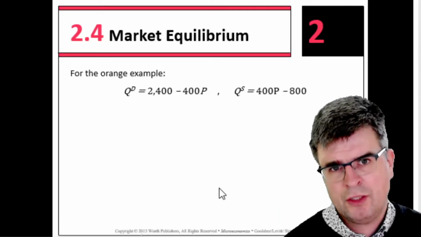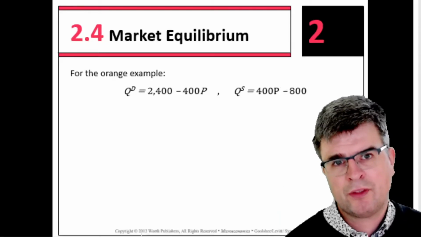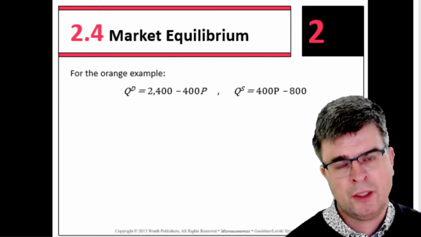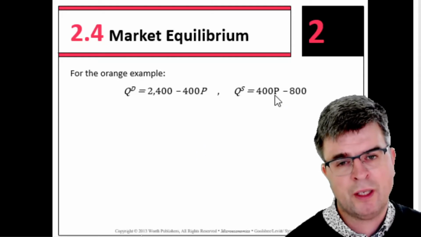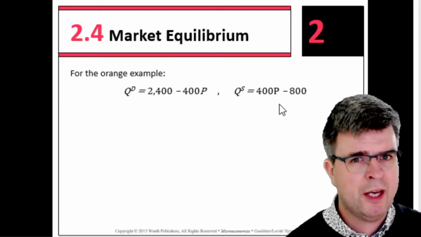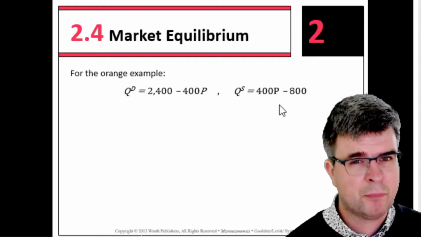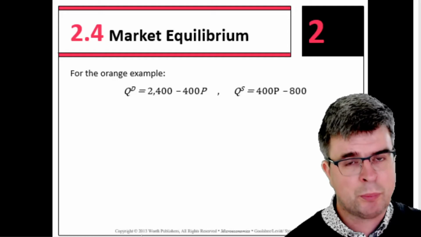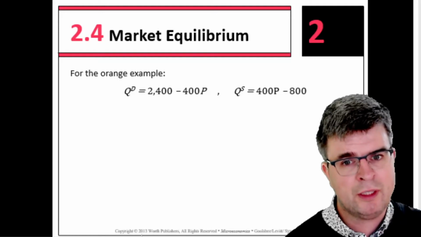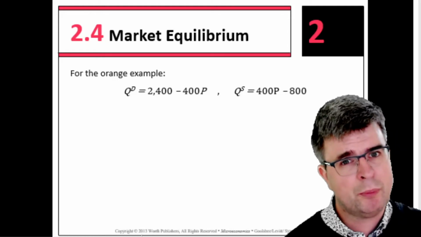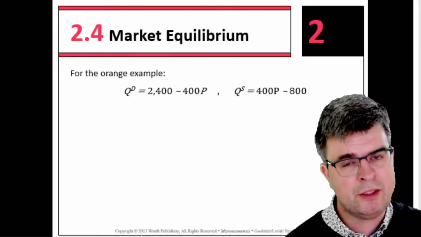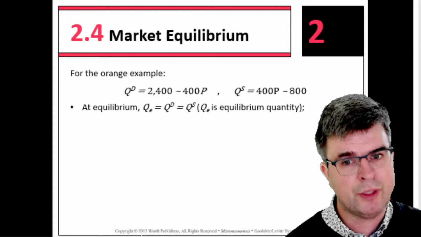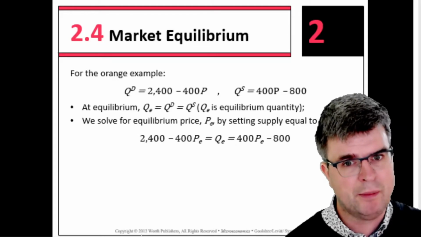So let's continue with the example of the previous section. There we had an equation for the demand function and for the supply function, and now we want to find out the equilibrium quantity and the equilibrium price. By definition, it's the price at which demand equals supply. So what we will do is to equate these two equations and to solve for the equilibrium price P.